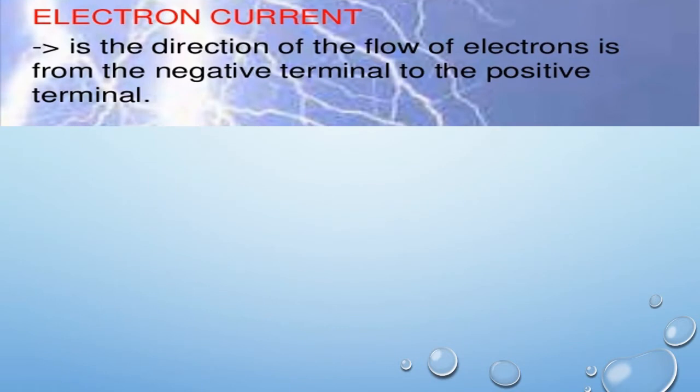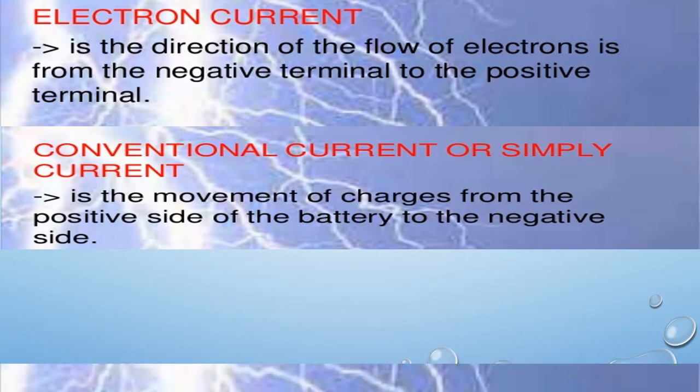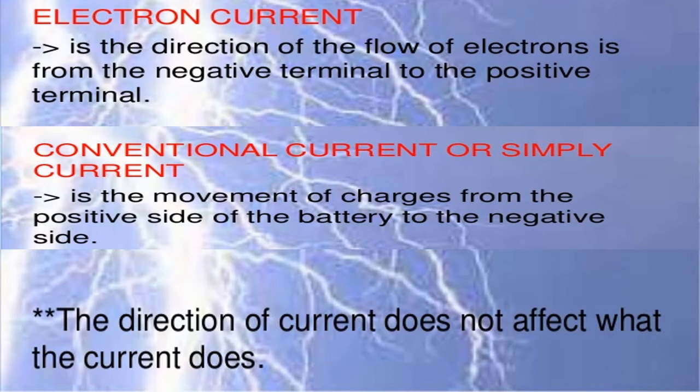Now students, do you know the direction of flow of electrons in the circuit? The direction of the flow of electrons is from the negative terminal to the positive terminal in a circuit. Now let us see how conventional current flows in a circuit. Conventional current is the movement of charges from the positive side of the battery to the negative side. But the direction of current does not affect what the current does. Let us understand the flow of electron current and the conventional current in more detail.